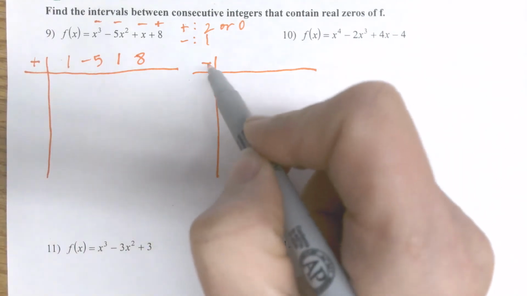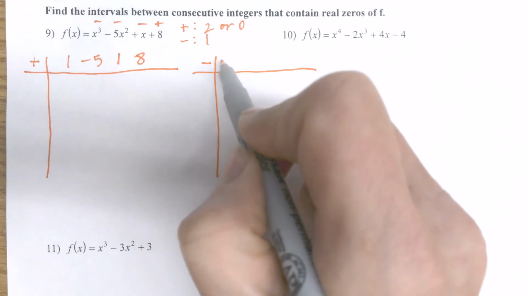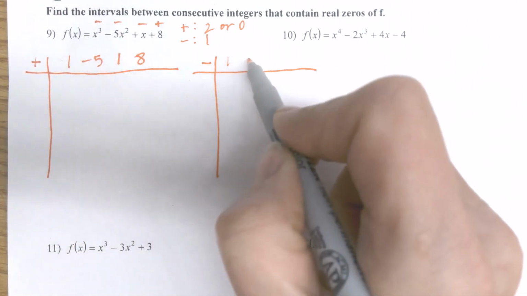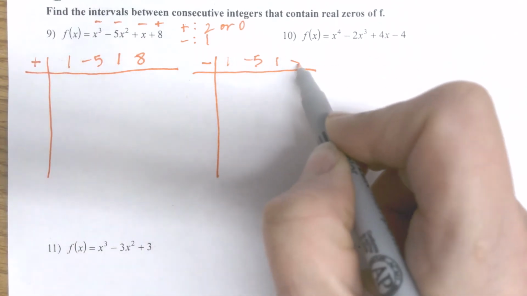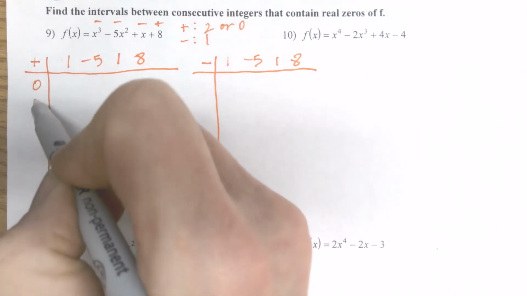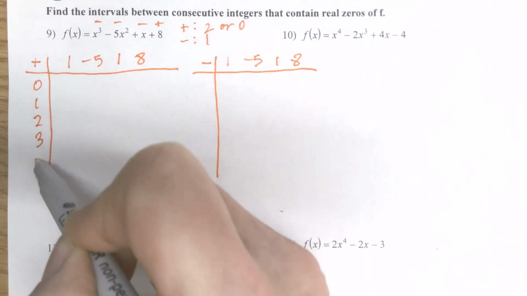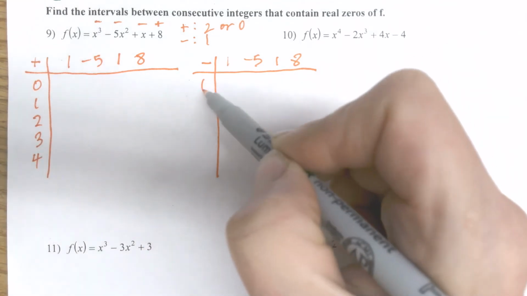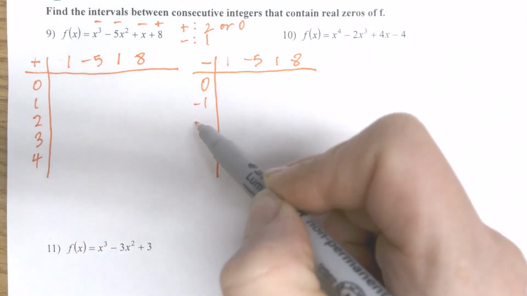And then for the negative zeros, I'm going to do the same thing. It's still the same number, so it's 1, -5, 1, and 8. But the difference is in the table, I'm going to do only positive entries. And in this table, I'm only going to do negative entries.